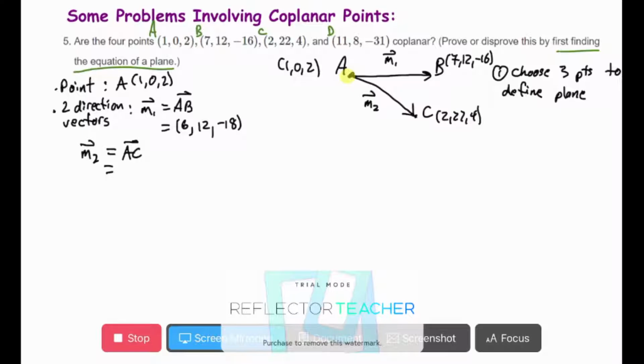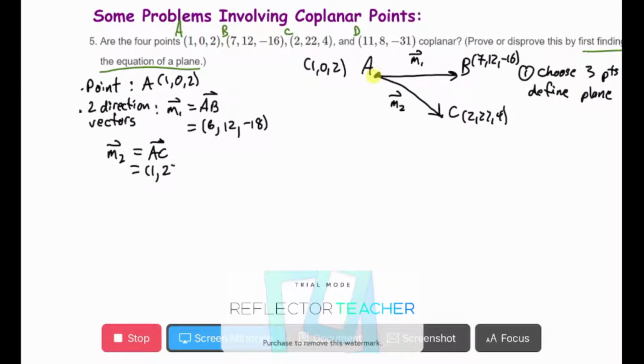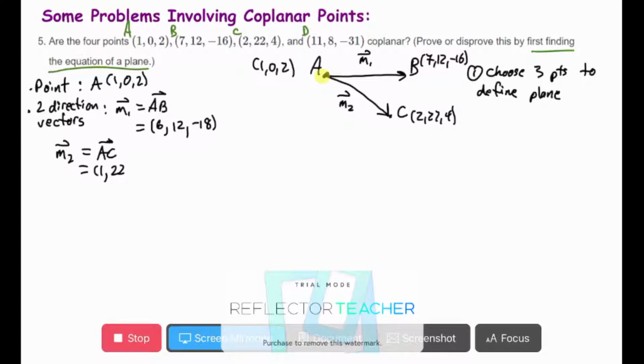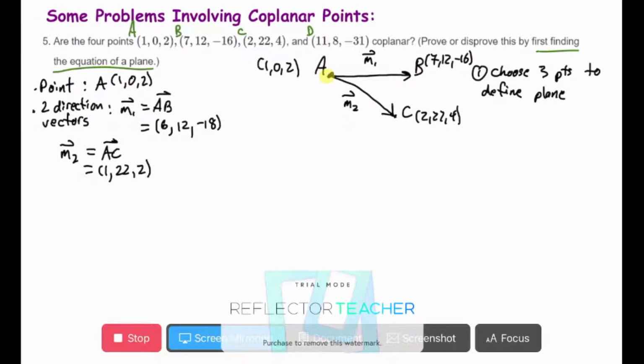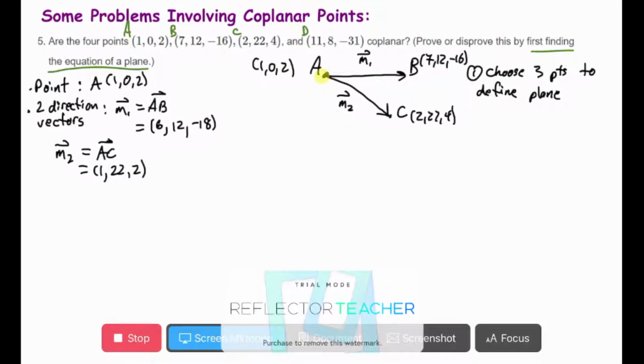So finding the difference between the x, y, and z components. So 2 minus 1 is 1. 22 minus 0 is 22. And 4 minus 2 is 2. All right, great. So I have 2 direction vectors and 1 point. Now that I have my direction vectors, I need to make sure that they are not collinear.